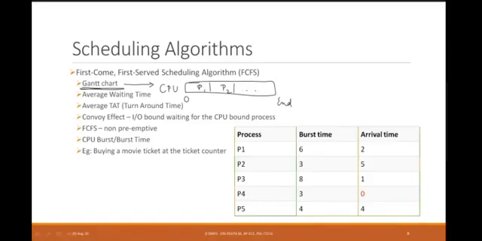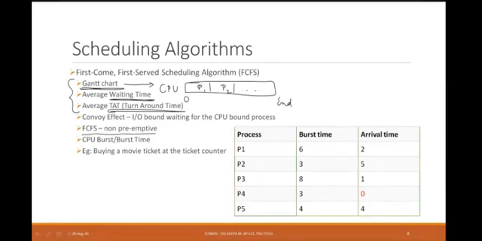Next, we already saw what is waiting time. We are going to find out the average waiting time, because we have several processes lined up here. And we are going to find out the average turnaround time. So these three things we will be doing for each and every scheduling algorithm.